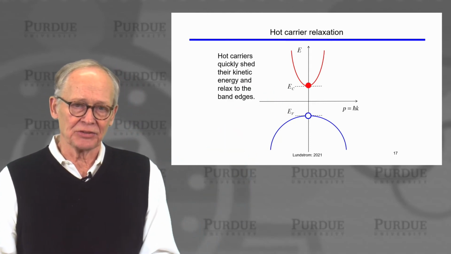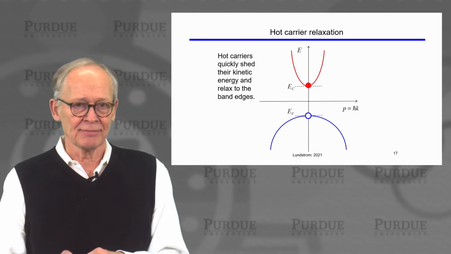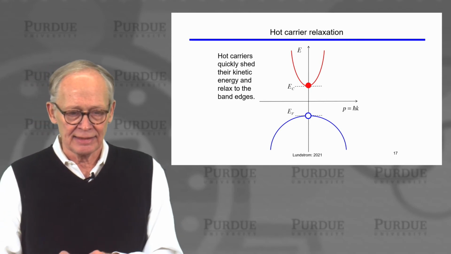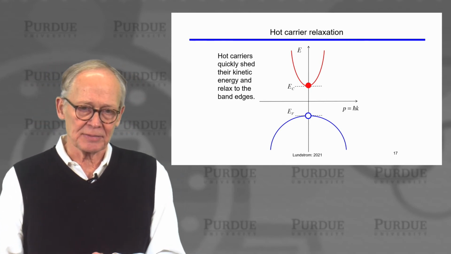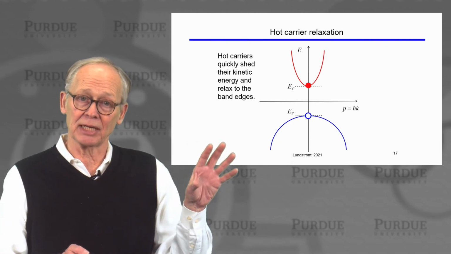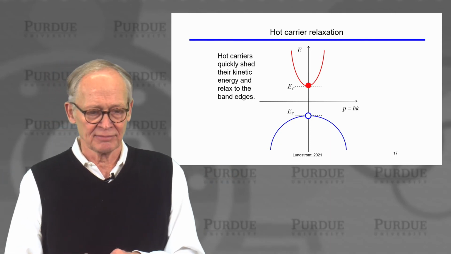Well, what happens is that excess kinetic energy is shed very quickly. Through interactions and scattering with the lattice or with other carriers, that energy is quickly relaxed and lost, and the electrons end up at the bottom of the conduction band. The hole ends up at the top of the valence band.